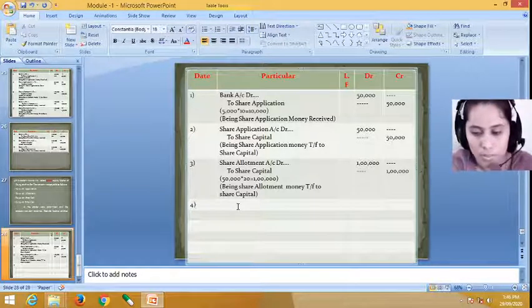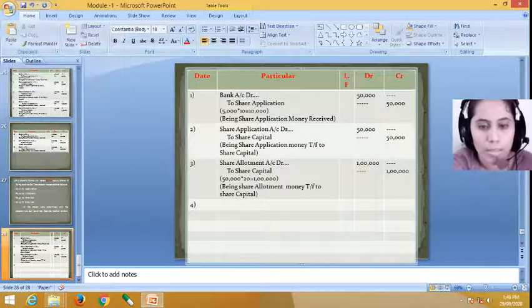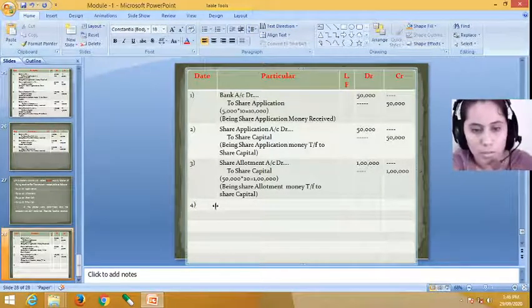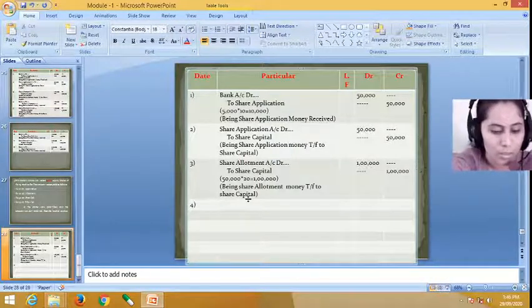Good afternoon, students. In the last class, we solved the problems till the allotment transfer entry. So in this class, I will record the receiving entry of the allotment money. So what is the receiving entry of the allotment?